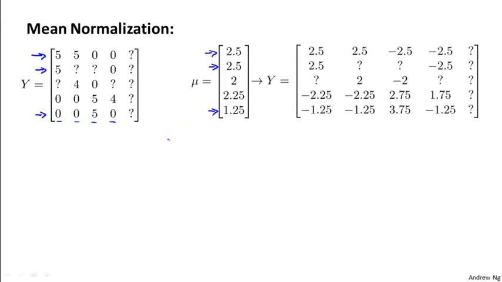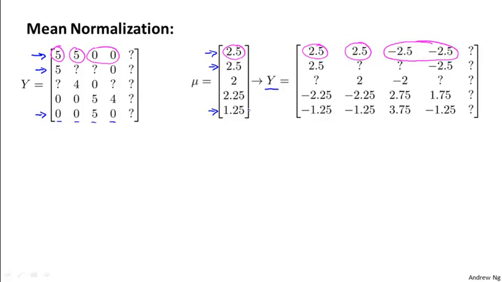So this first element 5, I'm going to subtract off a 2.5, and that gives me a 2.5. And the second element 5, subtract off a 2.5, get a 2.5. And then these zeros, subtract off 2.5, and we get minus 2.5, minus 2.5. In other words, what I'm going to do is take my matrix of movie ratings, take this Y matrix, and subtract from each row the average rating for that movie.